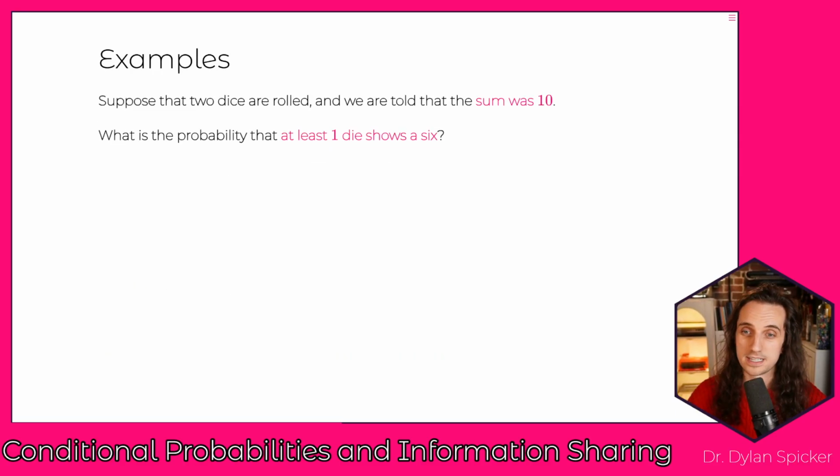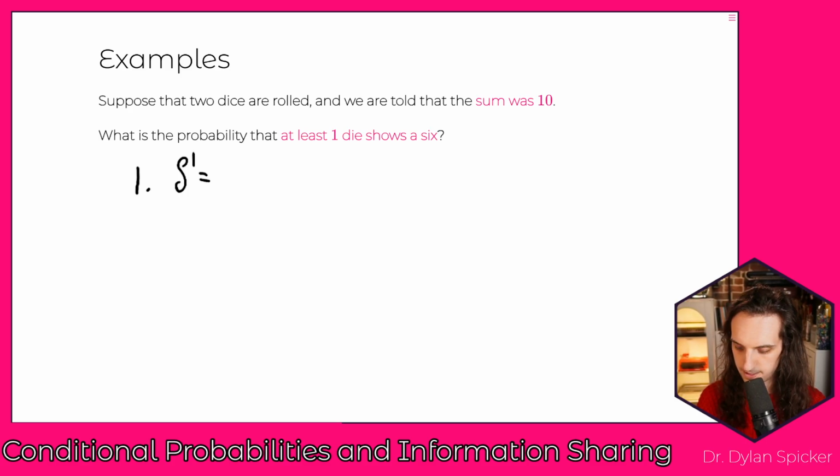So let's take a look at another example here. We're going to roll 2 dice, right? And we're told that the sum is 10. So what's the probability that at least one of them shows a 6? And again, we can think about doing this in one of 2 different ways. So the first way is to think about what is our reduced sample space.